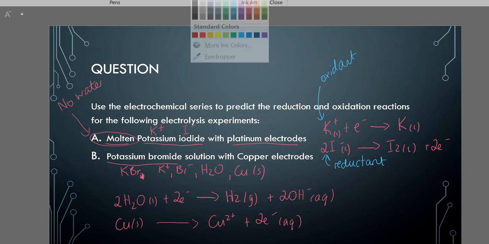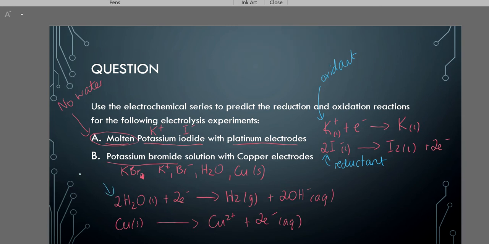We'll label again, just so it's really good revision anyway. The water is therefore undergoing reduction, so it's your strongest oxidant in this situation, and copper undergoing oxidation is your strongest reductant.